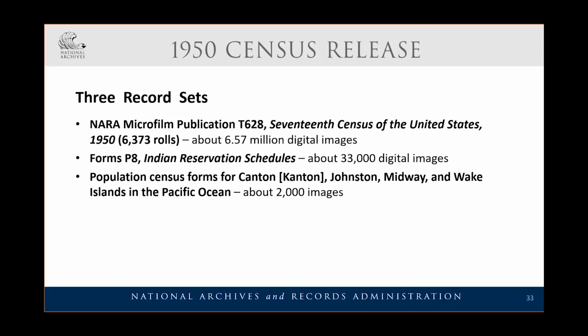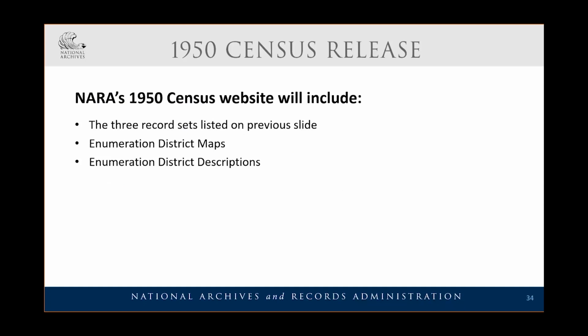In addition, we have digitized census records that still exist as paper records, the Form P8 Indian Reservation Schedules, about 33,000 images, and population census forms for Canton, Johnston, Midway, and Wake Islands in the Pacific Ocean, about 2,000 images. NARA's 1950 census website will include in one convenient place the 3 record sets listed on the previous slide, along with enumeration district maps and written enumeration district descriptions.